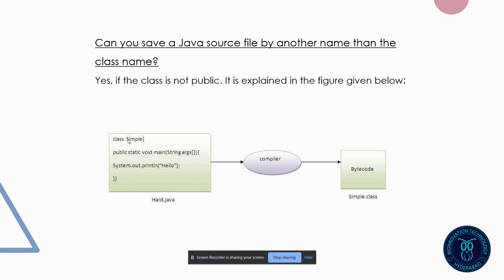So we are declaring a class simple, which is not public, and we saved the Java source file as hard.java. On compilation, we are converting hard.java to bytecode. And this bytecode will be saved as simple.class. Here we can see that this simple was the class name. So the bytecode will be saved as classname.class.